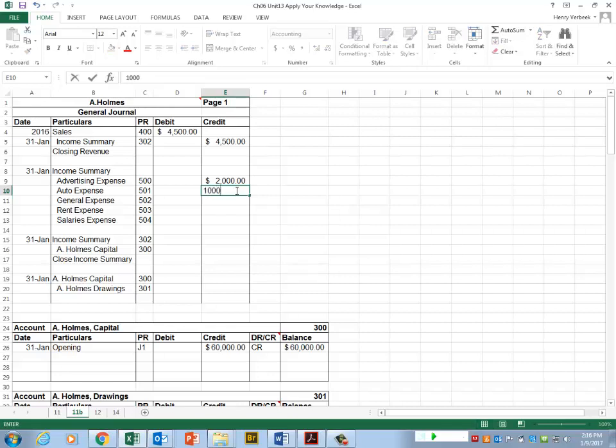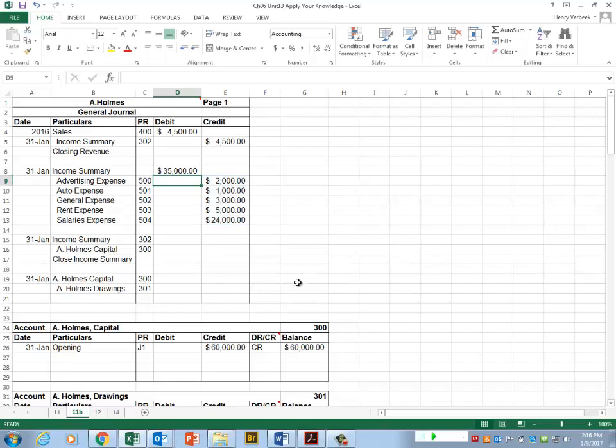Then we're going to go to the auto expense. We're going to put in 1,000. And then general expense, we're going to put in 3,000. Then the rent expense is 5,000. And then the salaries expense is 24,000. Now the debit for that goes into the income summary, and that debit will be the total of all those. So I'm just going to auto sum these ones, and that will be 35,000.